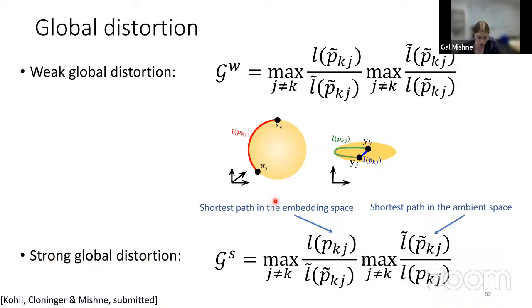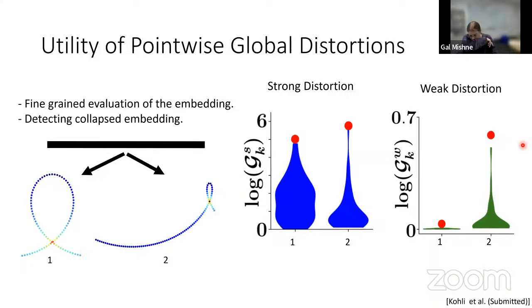A stronger measure of this is what we call strong global distortion. In this case, we'll take both the shortest path in the embedding space and the shortest path in the ambient space. So on the sphere in the ambient space, we have this red path, but once we've embedded and collapsed in this case, the shortest path in the embedding space is actually this blue path. And we can see that it is greatly contracted with respect to the ambient dimension. So we can evaluate these pointwise for all points in our data set and get a distribution of the strong and weak global distortions.